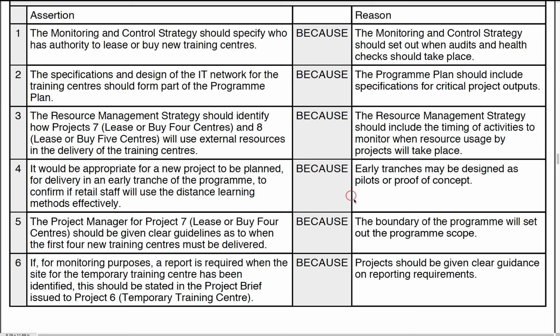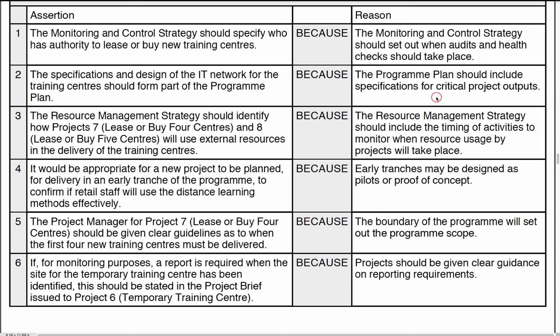So let's look at the reasons in this paper. The monitoring and control strategy should set out when audits and health checks should take place. Well, that doesn't happen here. This is to do with quality assurance. So it would be the quality assurance plan that would describe when they would be taking place, the timings, plans, description, and how they'll be run.